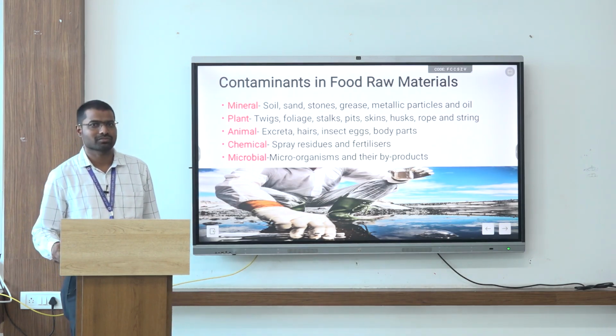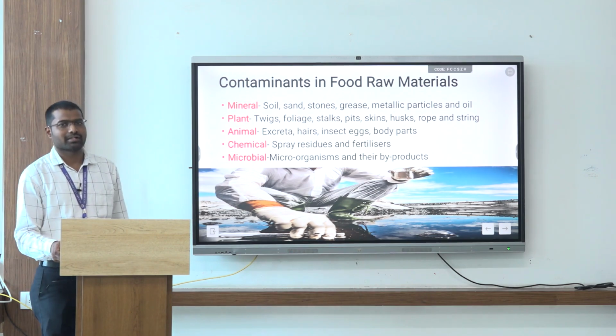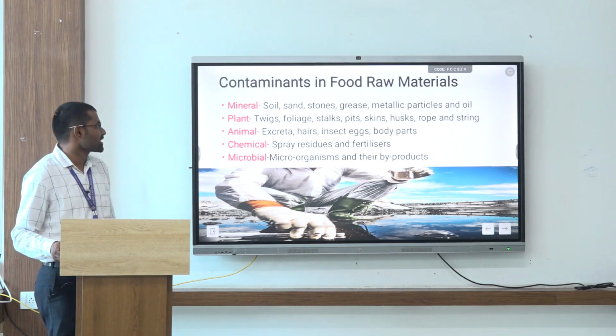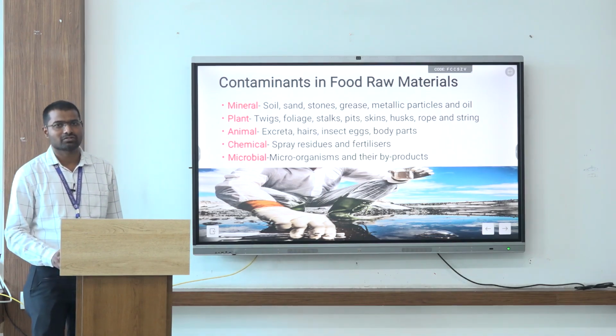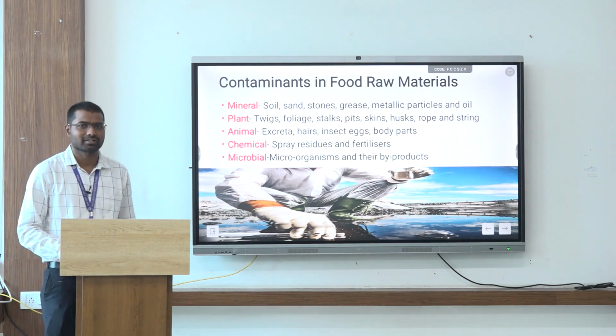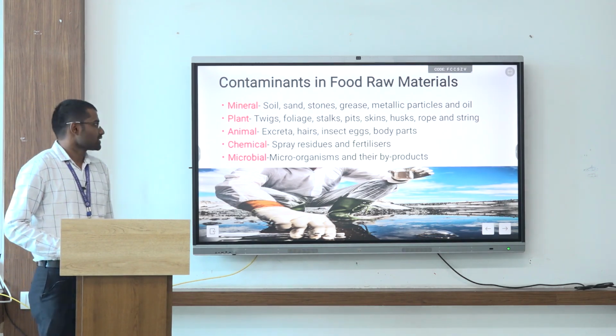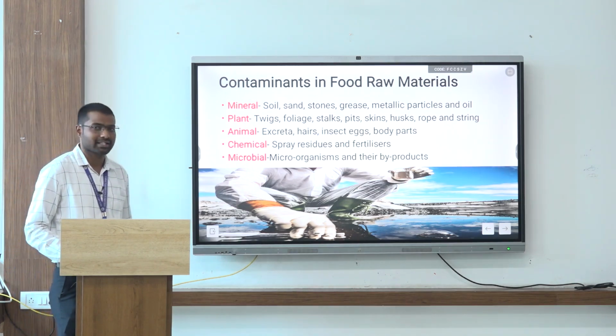From where? From the sources from which the contaminants may come and enter your food material or raw material. So there is a categorization of the contaminants: mineral, plant, animal, chemical and microbial. These are the sources of the contaminants. The first one is mineral. The chances of mineral contaminants come from sources like soil, sand, stones, grease, metallic particles and oil.